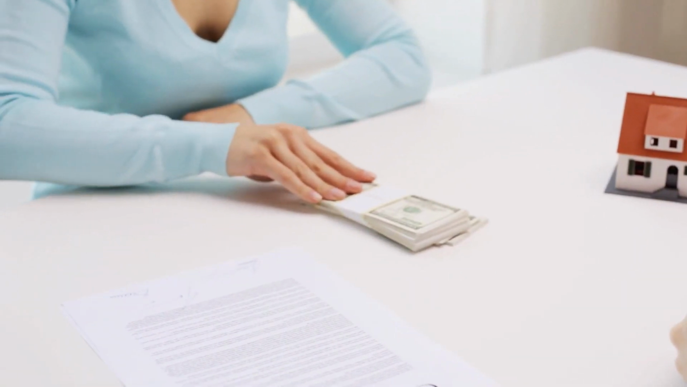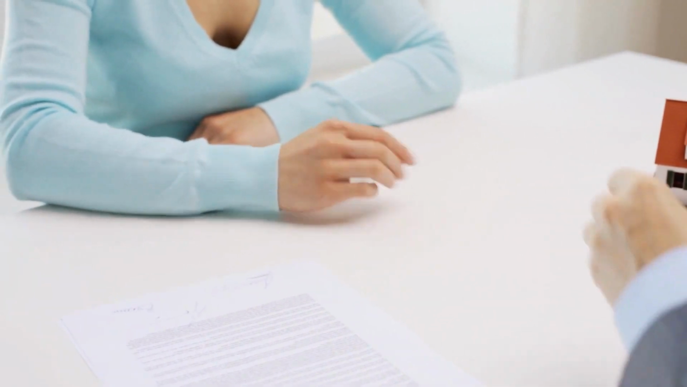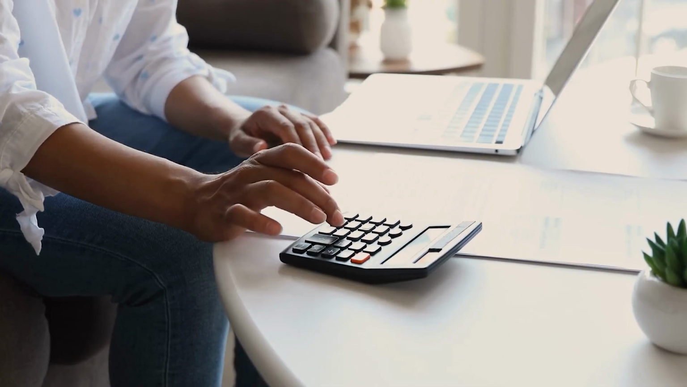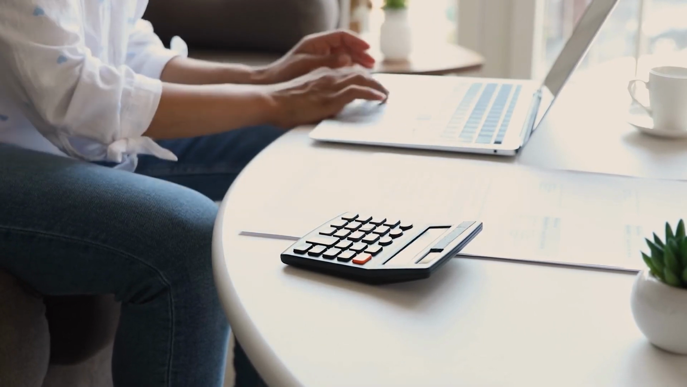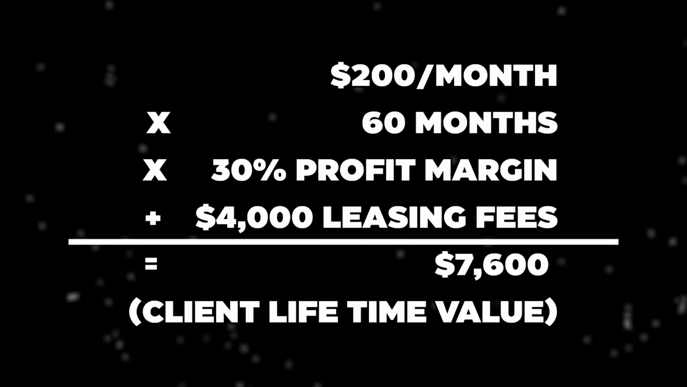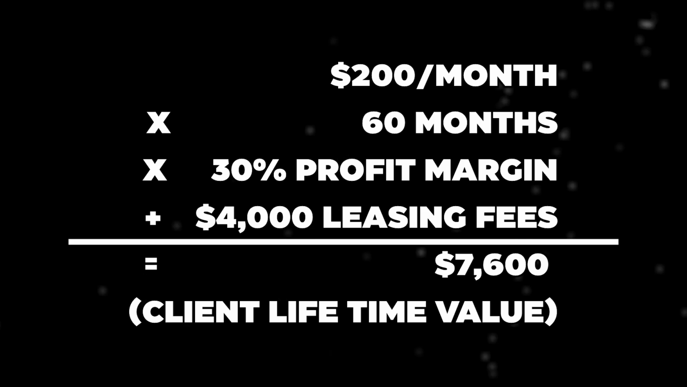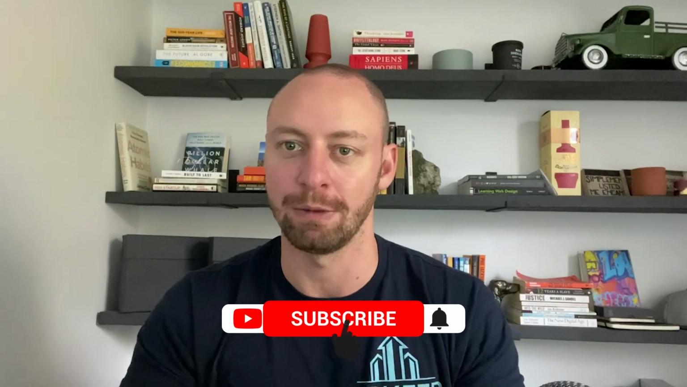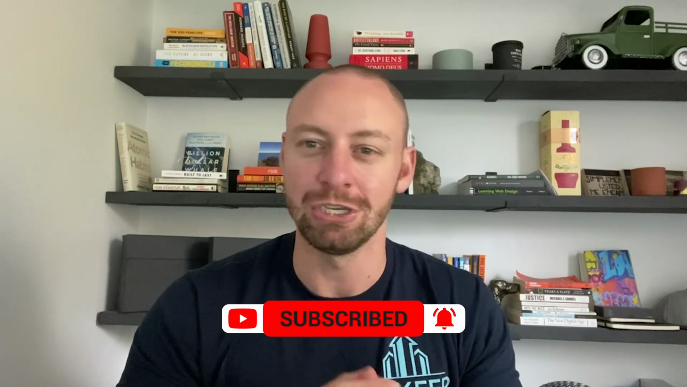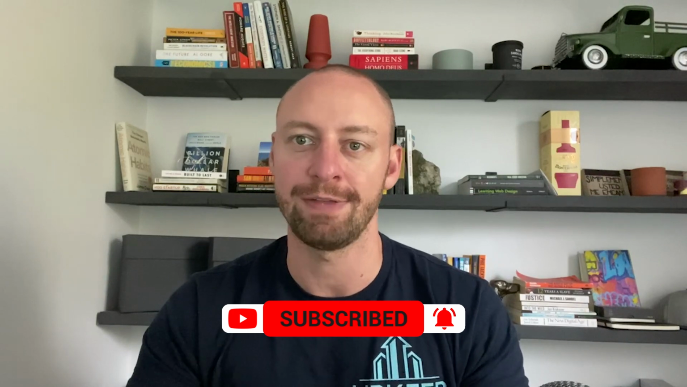Then I'm going to add on, let's say I know that I charge a first month's leasing fee, and generally I'll charge that twice over a 5-year period. So that would be $2,000 the first time, and then $2,000 the second time. Let's say after 3 years, I have to renew the lease and find new tenants, and I charge it again. So that would be around $4,000. So what I would have here is the $200 per month times 60 months times 30% profit margin, plus the $4,000 in leasing fees. Now, of course, this is just an example to show you how it's done. You can use your exact numbers to get your exact client lifetime value, but just using these numbers, I know a client is worth around $7,600 to my business in this example, of course.